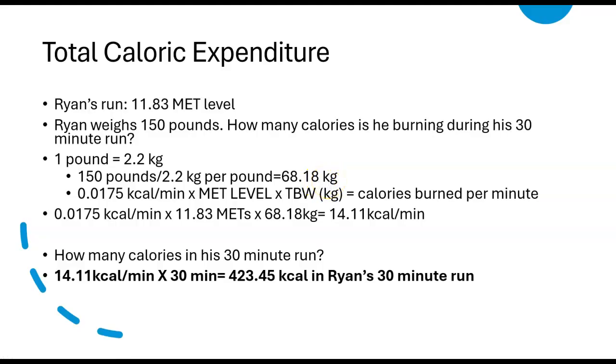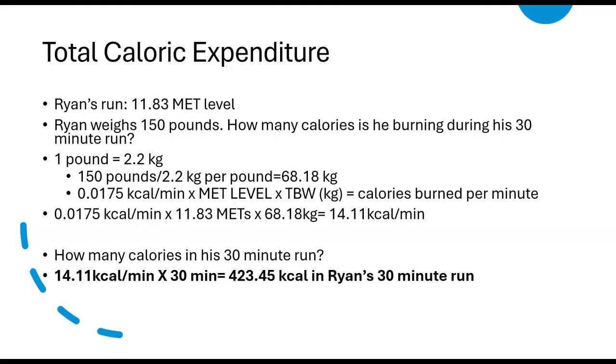Then we're going to put it in that total caloric expenditure equation from the previous part of the lecture, right? 0.0175 kcals a minute. His MET level, we know it's 11.83. And his total body weight, which is 68.18 kilograms. So we're going to get a total of 14.11 kcals a minute. In his 30-minute run, we multiply it by 30, and we get 423.45 kilocalories that Ryan burns during his 30-minute run.